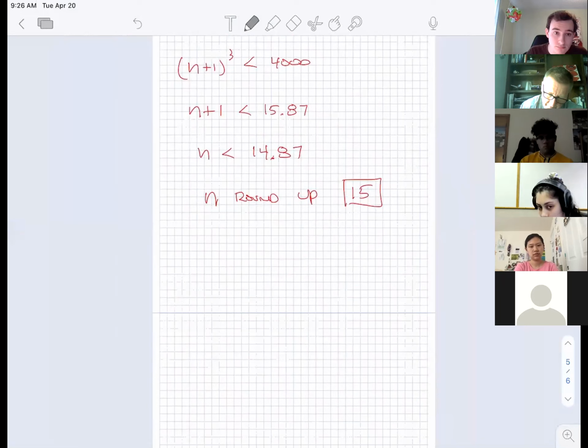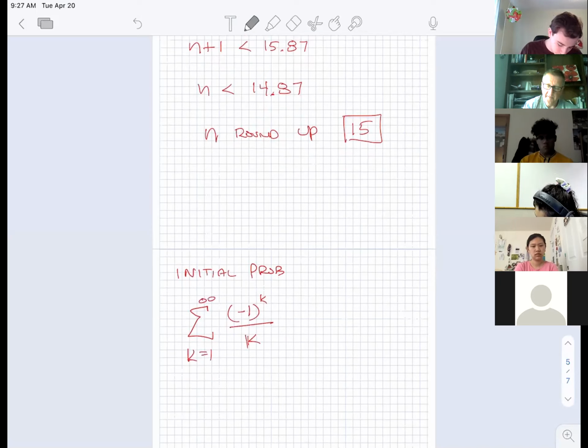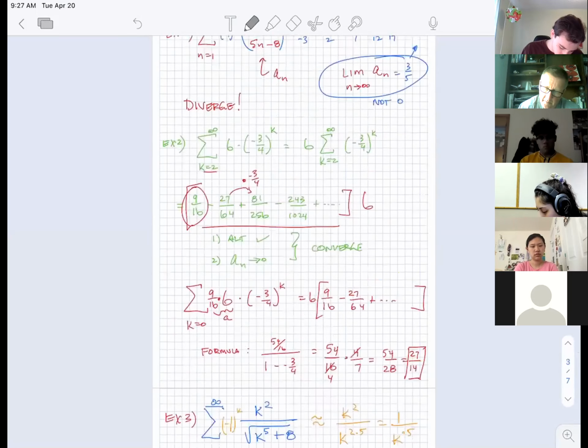So the initial problem, I'll rewrite it with k just so it looks like it's in the same language. It was -1 to the k over k from k equals 1 to infinity. And so what I'm curious about is the accuracy of S sub, I'm not going to go back and look, but let's just say 18. Yes, I am going to go back and look. I can't help myself.